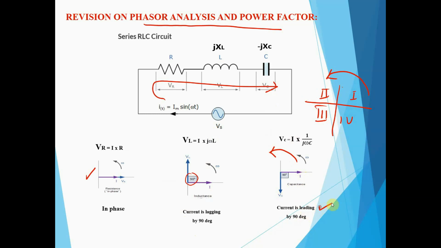Well, we can say the current is leading. So if you can still remember, the power factor of the capacitor is leading. And here the power factor is lagging if it is an inductive load, and the power factor for a purely resistive load is unity, equal to 1, right? Okay?